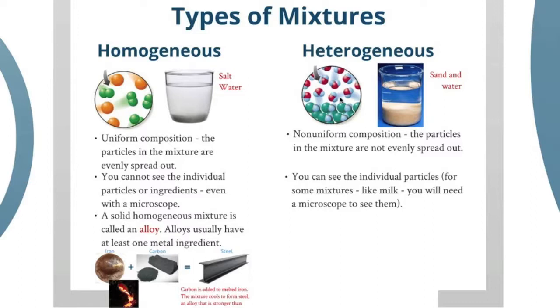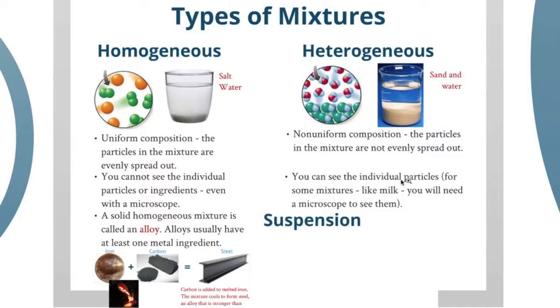Now, in a heterogeneous mixture, you can see the individual particles. So I can see the ingredients that make up sand water. I can see the sand on the bottom. I can see the water on top. In a homogeneous mixture, I can't see what these individual particles are. Now, for some mixtures like milk, you will need a microscope to see the individual particles.